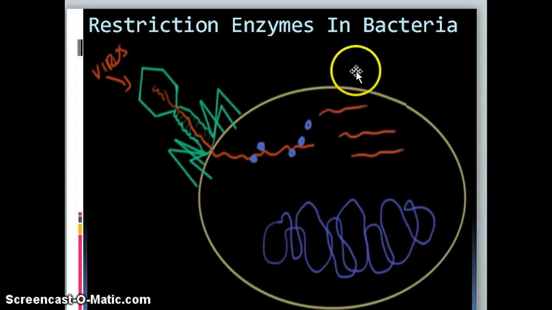the cell. So restriction enzymes, these purple dots right here, bind to the DNA and cut it into smaller fragments so that it will no longer be able to replicate itself. So basically, the restriction enzymes are kind of a guard or a form of protection for the bacteria cell.